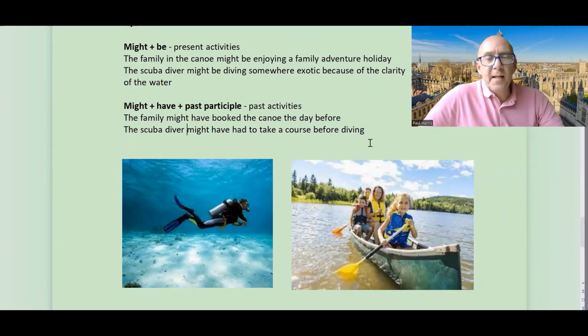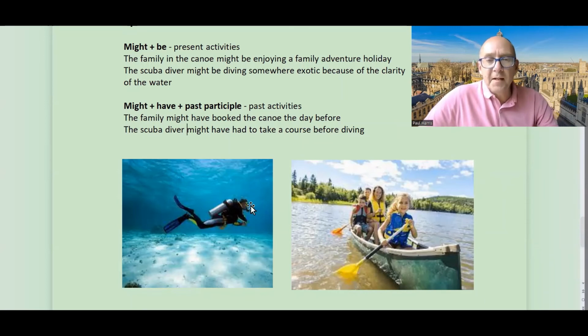Okay, so the other question we had to think about in relation to the pictures was speculation. And you can see here that we've got two structures that we could use in relation to things happening in the present and others perhaps in the past. So might plus be here that we can use, and then in the past, we've got here might have and past participle.